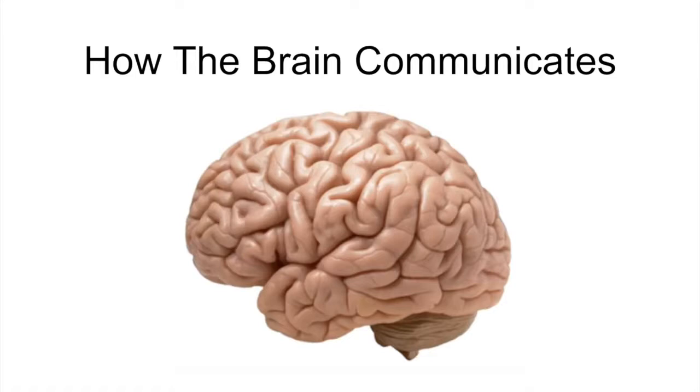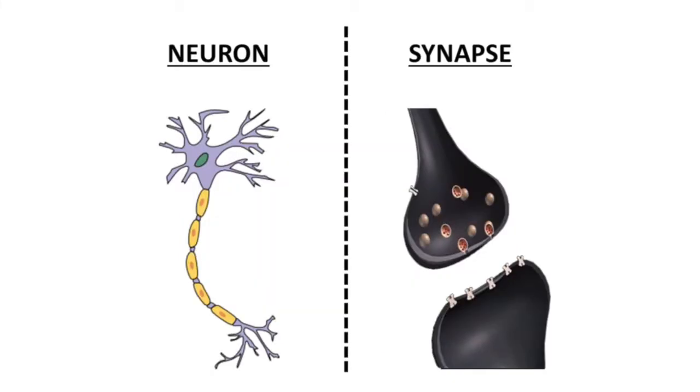In this lesson, we're going to learn how the human brain speaks and communicates. Now, in order to understand how the brain works, there are two structures we need to become familiar with. The first is the neuron, and the second is the synapse. So let us start with the neuron.